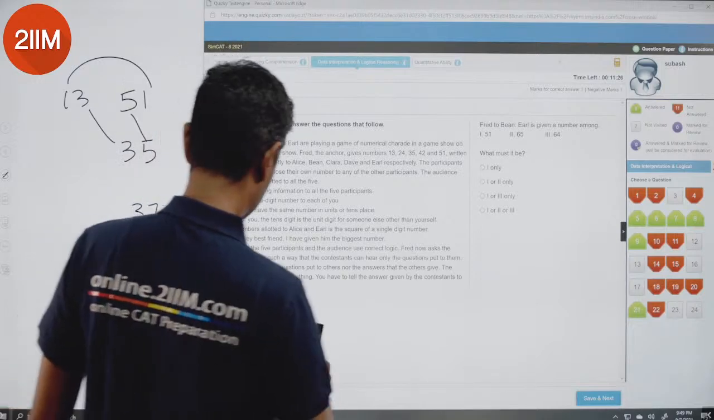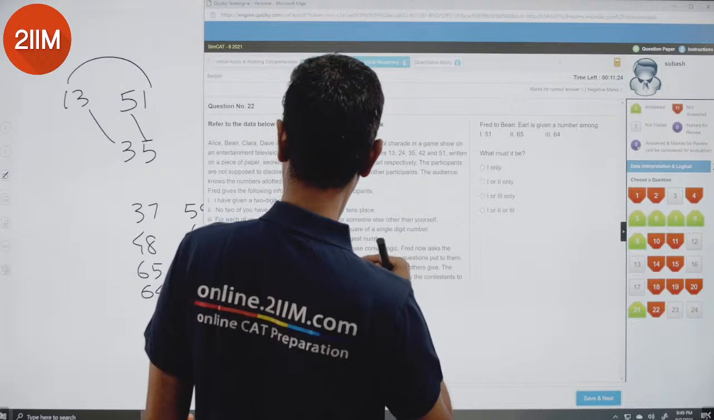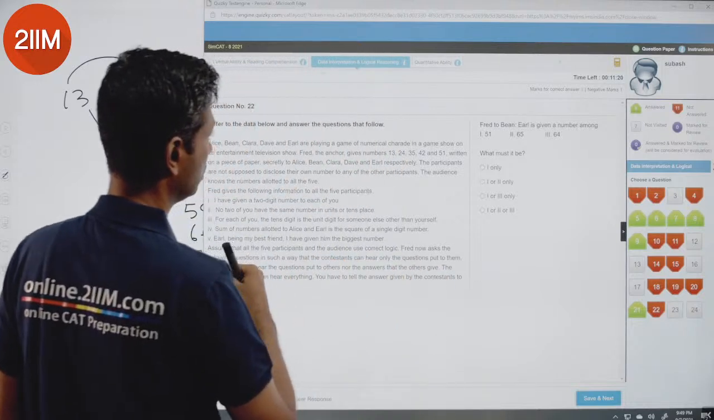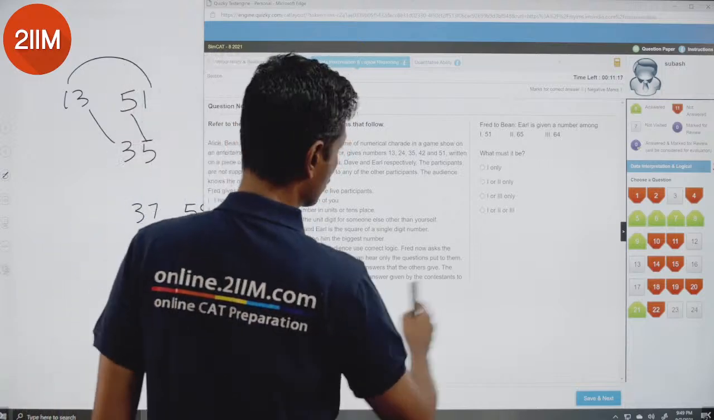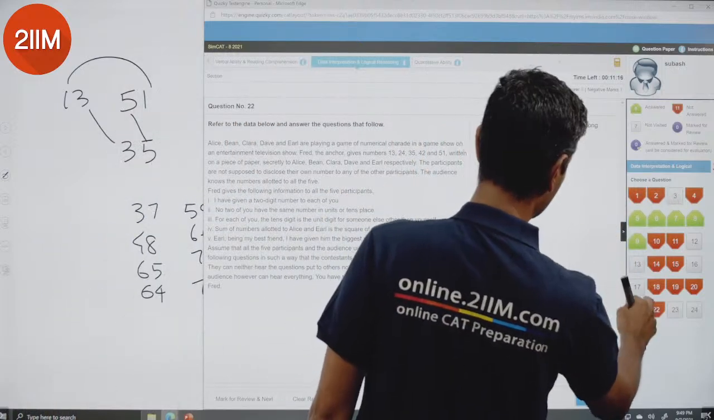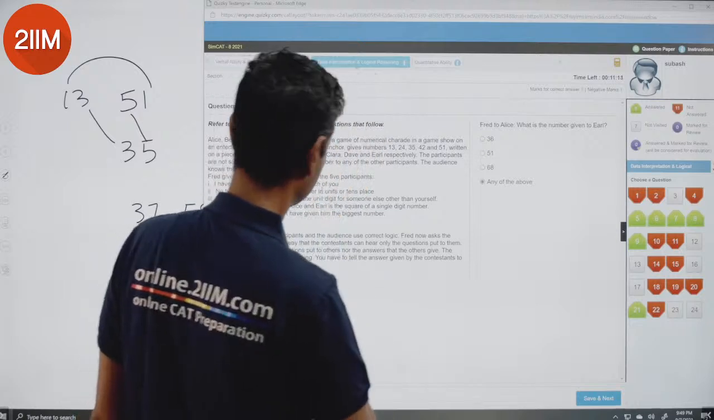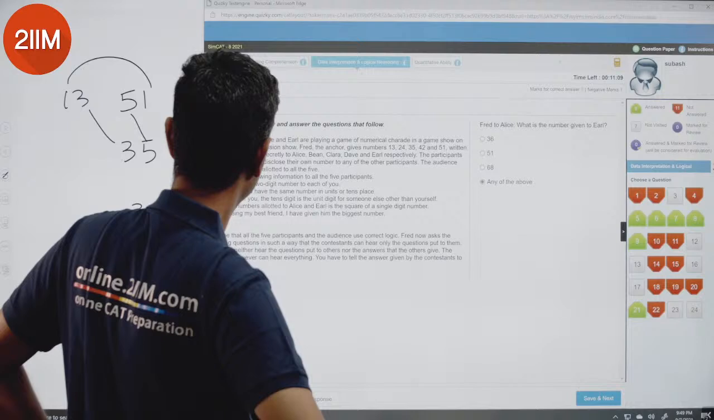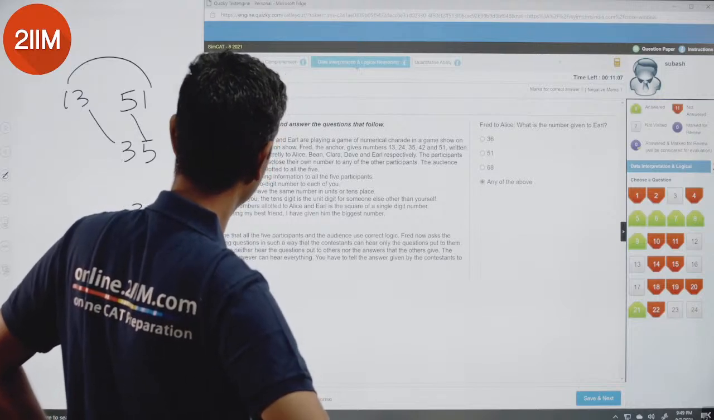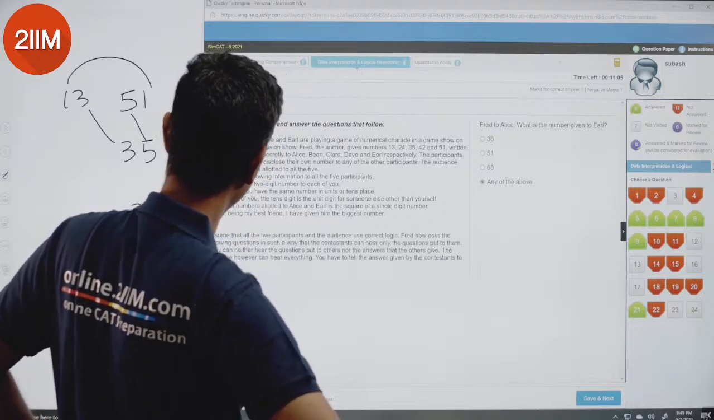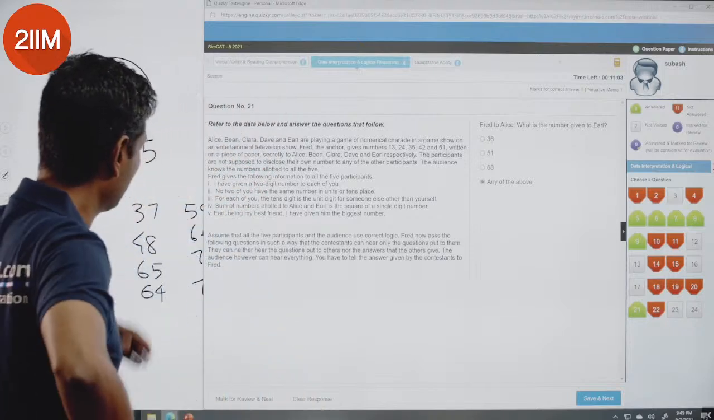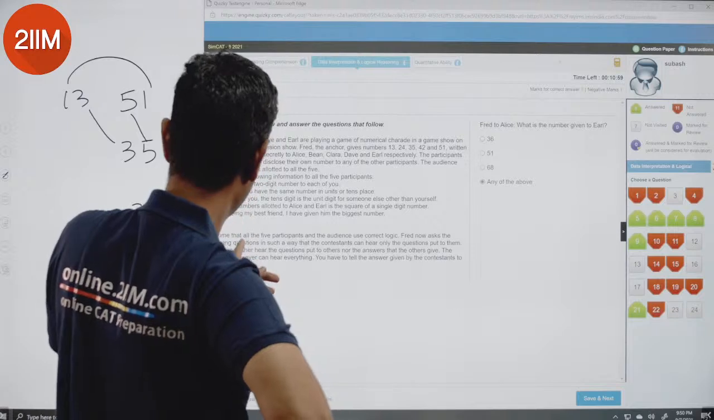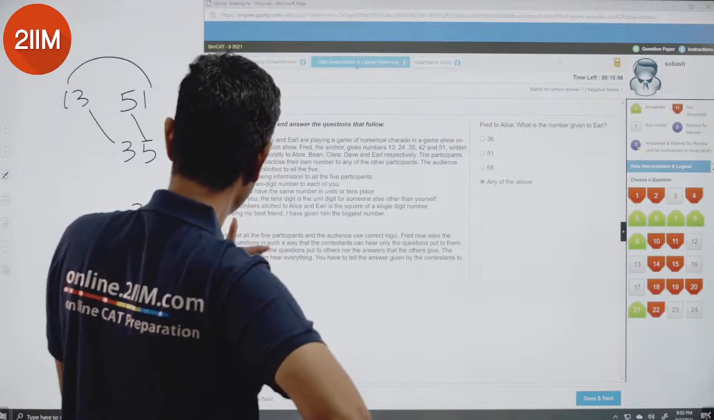Give me a second. I'm just going to go back to this question number 21. The participants are not supposed to disclose their own number. The audience knows the numbers allotted to all the 5. Fred gives the following number. What is the number given to Fred? Fred asks the following questions and only one person.